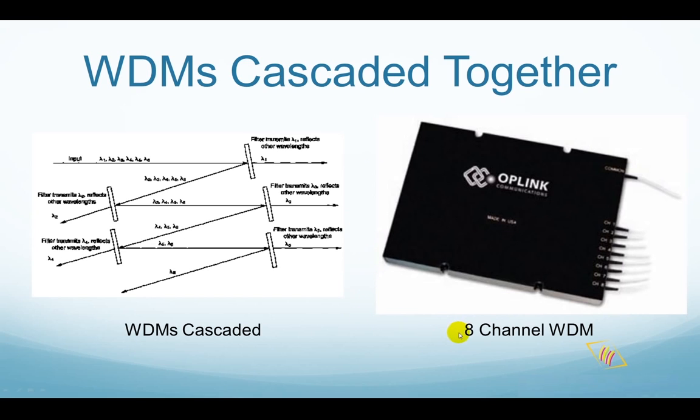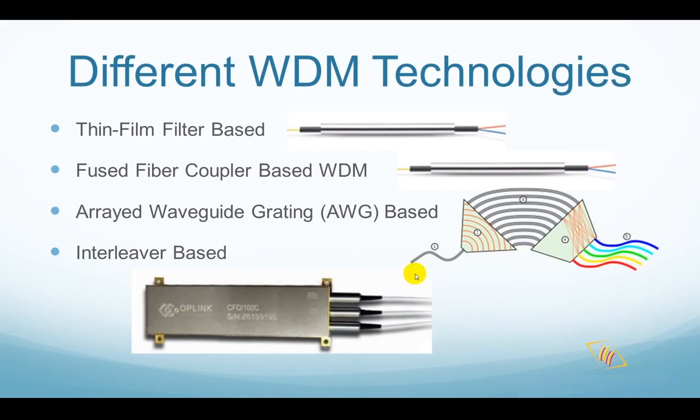The right side picture shows the 8-channel WDM device. The left picture shows how it's made by cascading several WDMs together. In addition to thin film filter-based WDMs, there are also fused fiber-based WDMs, arrayed waveguide grating-based WDMs, interleaver-based WDMs, etc. They use different mechanisms to separate the colored lights.